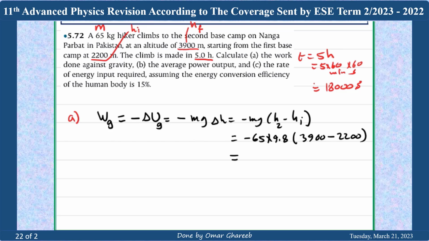Substitute here 65 times 9.8 times 3900 minus 2200. It is 1,082,900. What? Joule, sorry.